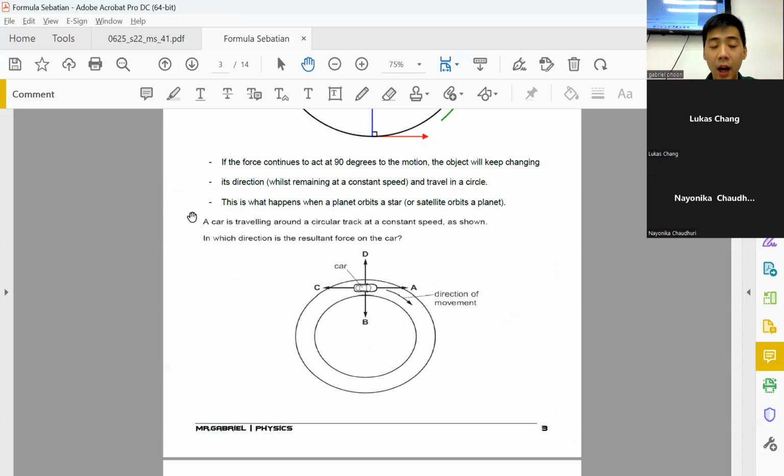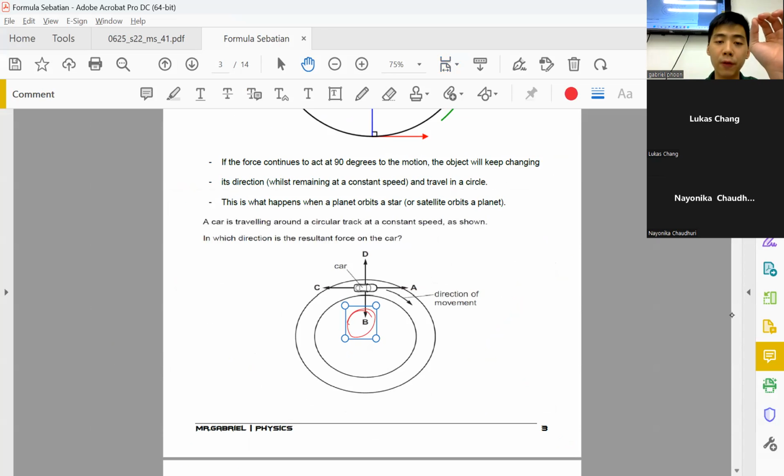Like you see here, a car is traveling around a circular track at a constant speed as shown. In which direction is the resultant force on the car? Guys, as soon as you identify that this is circular motion, the resultant force or acceleration is always towards the center of the circle. It will never ever change.